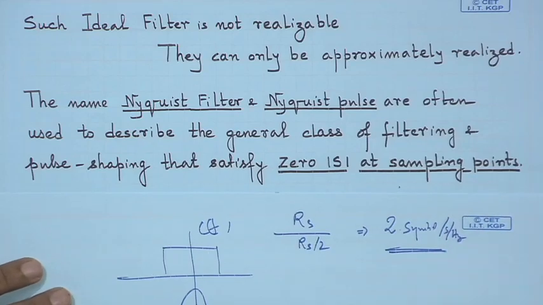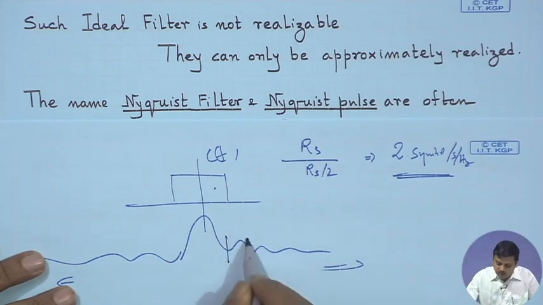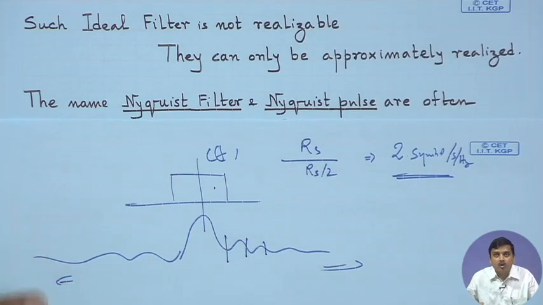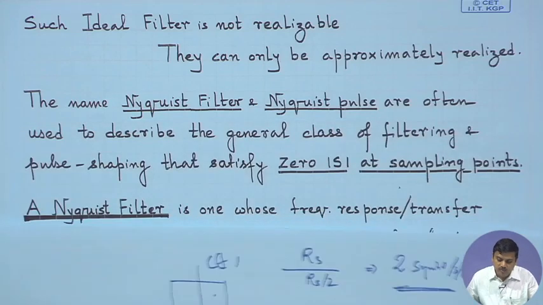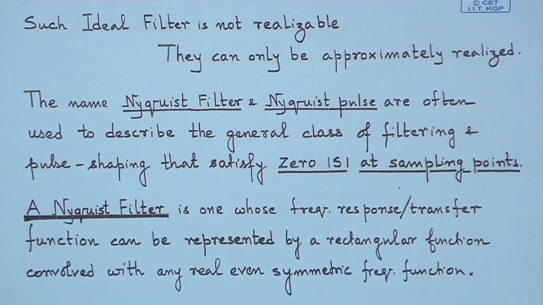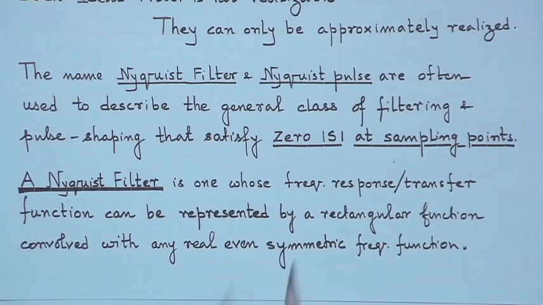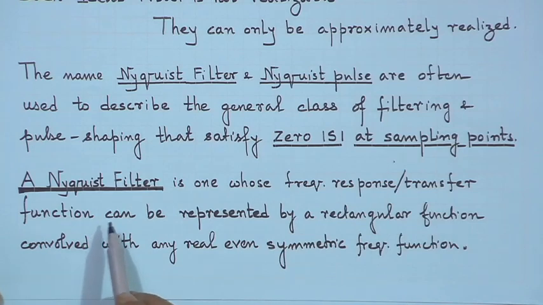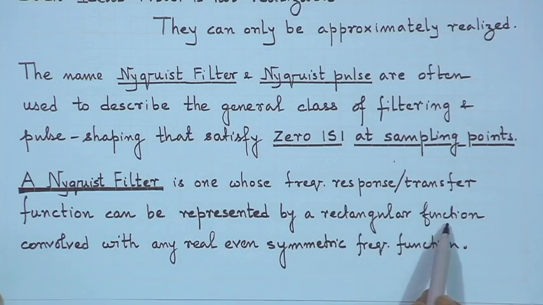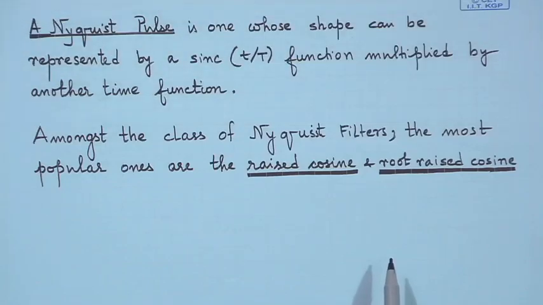So, what we are saying is, we not only talk about this, but what we are interested in are pulse shapes which will produce zero ISI. All those pulse shapes which produce zero ISI at the sampling point would be called the Nyquist pulse, and correspondingly the Nyquist filter. So, you can find the Nyquist filter whose frequency response or transfer function can be represented as a rectangular function, which is the ideal, convolved with any real even symmetric frequency function. This is how you generate the whole family of Nyquist filters.